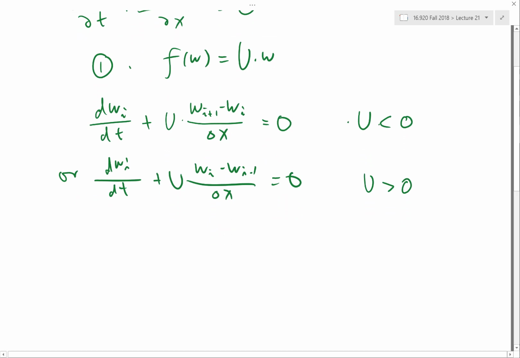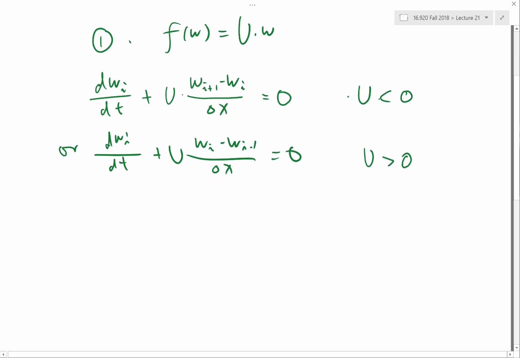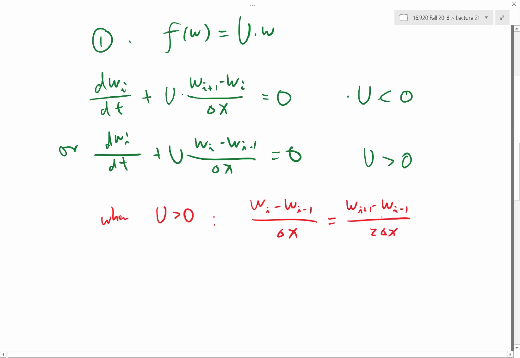Okay, but it's interesting that both cases can be written in a slightly different way. So when u is greater than 0, for example, (w_i minus w_{i-1}) divided by delta x can be written as the central difference plus a correction term. Let's figure out what correction term you would add onto the central difference to make it a left upwinded scheme.